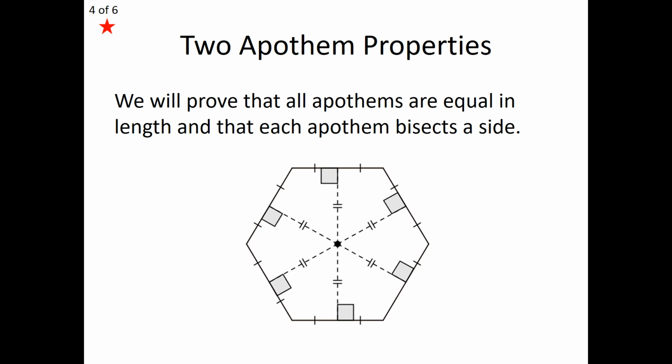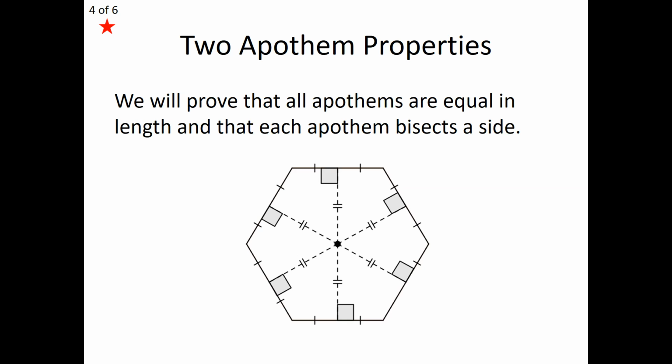Down below we've got the diagram illustrating what we're going to prove, again using our template of the hexagon. We find that all six of our apothems are labeled with hash marks to show they're equal in length, and that each of the apothems bisects its corresponding side. And because we know all sides are equal in a regular polygon, if you cut equals in half, you get equals, which means we have the hash marks appropriately placed.